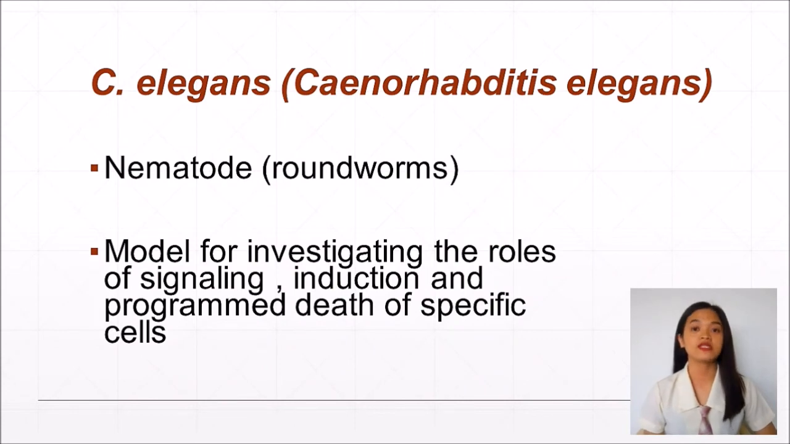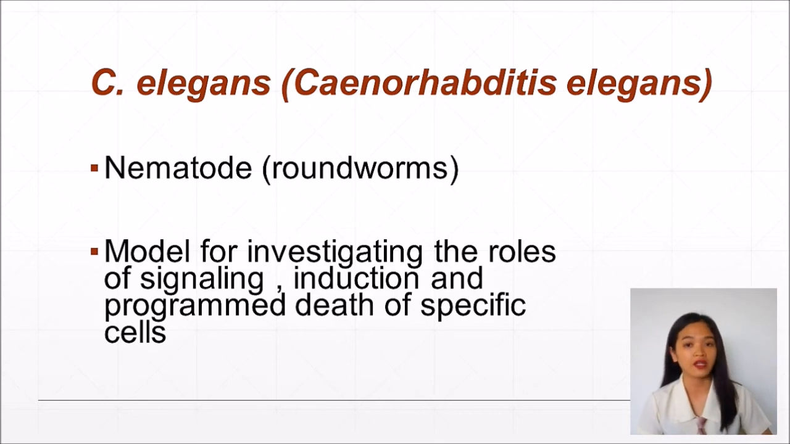The nematode Caenorhabditis elegans is used as a model organism for investigating the role of signaling, induction, and programmed death of specific cells. The transparency of its embryo allows researchers to trace the lineage of every cell, from zygote to adult.